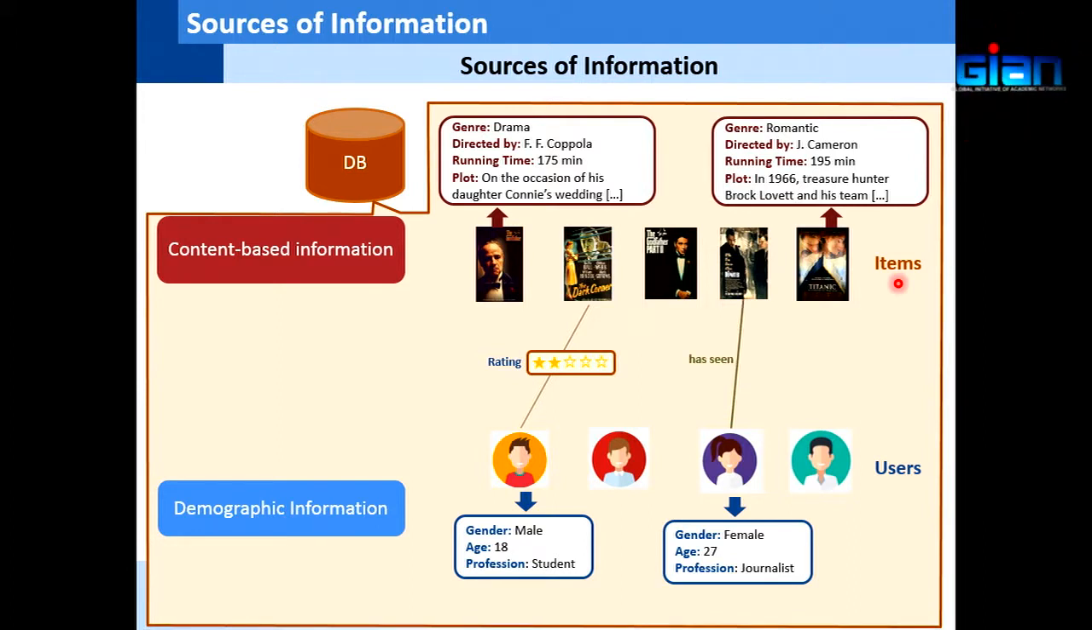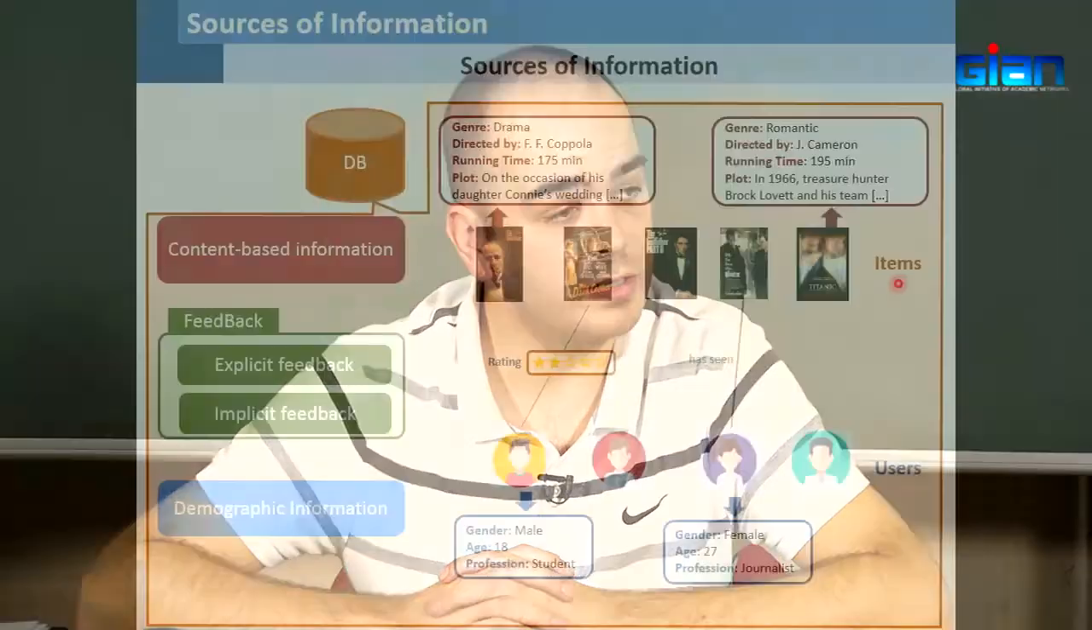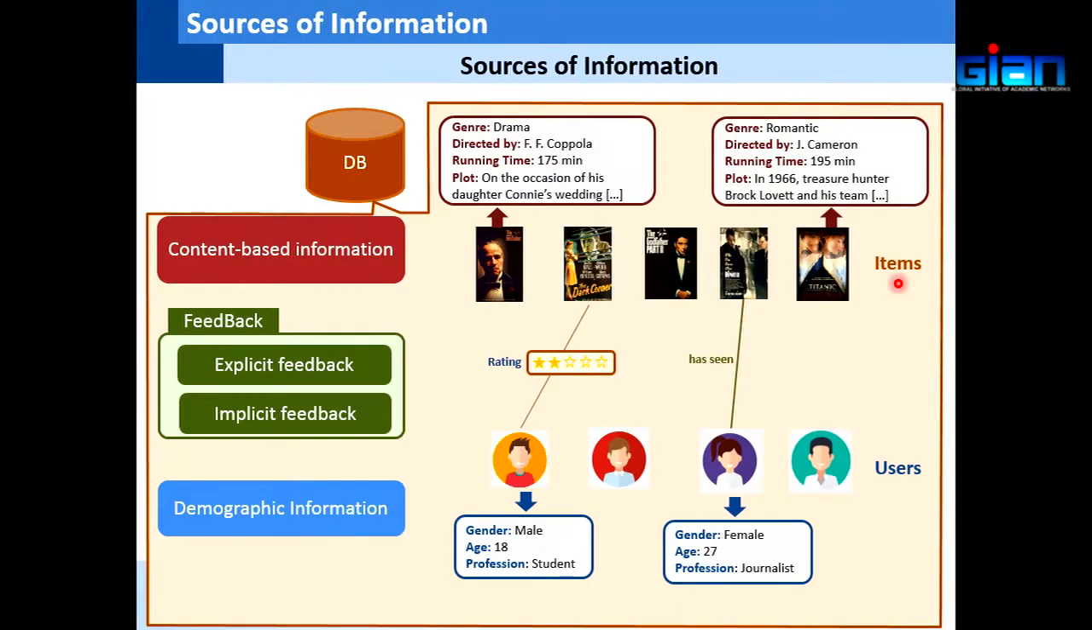Another way to provide feedback is observing that the user has consumed an item. Okay, this is also another way to obtain feedback information. So we have two different kinds of feedback. We have explicit feedback when the user rates an item, or implicit feedback when the system observes that a user has consumed an item.